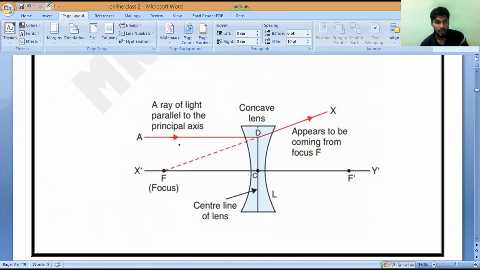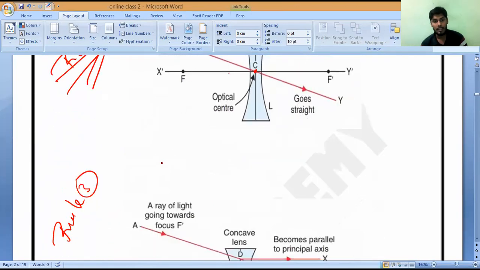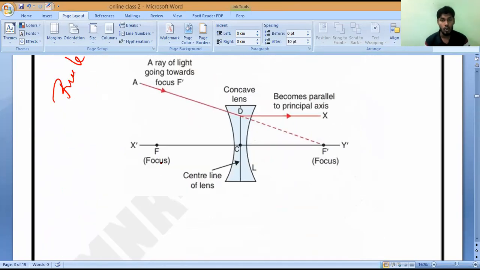Rule number 1 says that if you insert the incident ray which is parallel to the principal axis, the refracted light ray will feel that it is coming from the focus. Now just imagine the opposite. If I am inserting the incident ray going towards the focus, actually, if there is no lens, it will go straight like this. So going towards the focus, it becomes parallel to the principal axis. That is what you should remember.